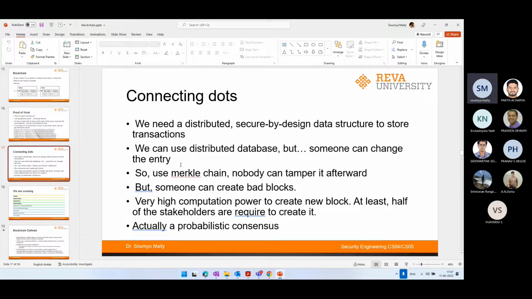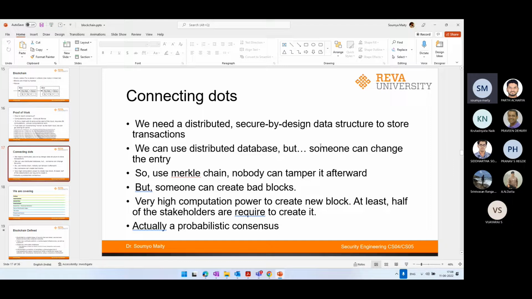Now let us connect the dots. We need a distributed, secure-by-design data structure, which we got using blockchain. But blockchain was popular because of the money, because a new digital token was created, and nobody knew what to use it for or how to use that digital token. In fact, I believe even now nobody knows how to use this Bitcoin. I have a lot of Bitcoins. It is worth a lot of money because there is supply and demand in the market. But what this Bitcoin can buy, I really do not know.